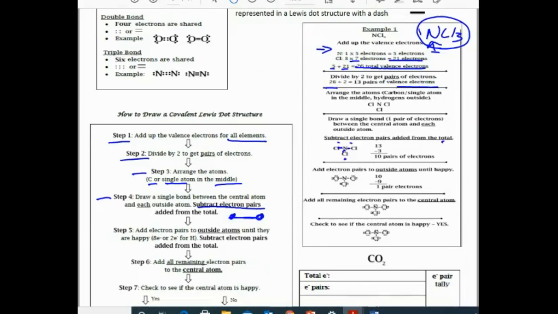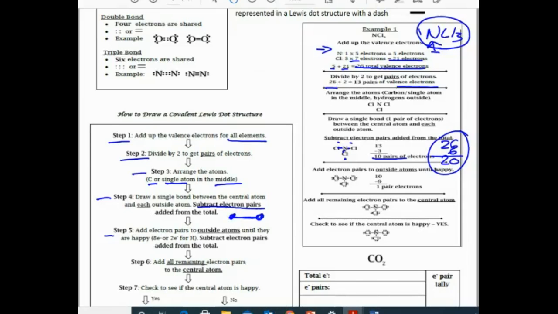So either you could say I had 26 to start and I subtract 6, so now I have 20 left. Or you can go by pairs because everything is in pairs. So you have 13 pairs and I used 1, 2, 3 pairs and now I have 10 pairs left. I don't care which way you do it. I was always taught to just go by the actual number, but if pairs makes more sense to you, then that's fine.